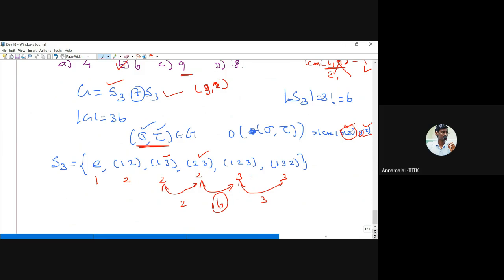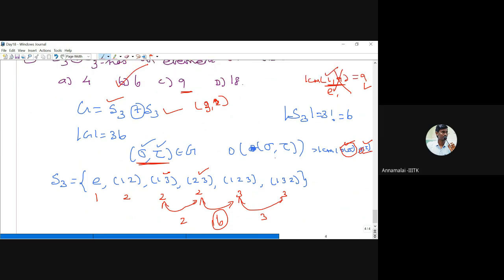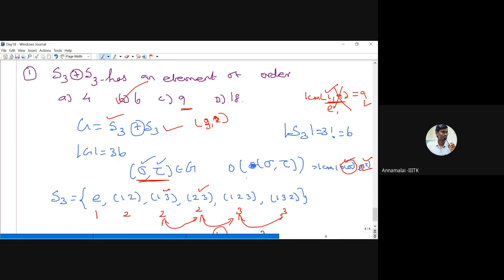Therefore, it does not contain any element of order 9. Therefore, we cannot get 9 as an LCM of elements of this one. So 9 is not a possible answer. 9 is wrong, therefore 18 is also wrong.